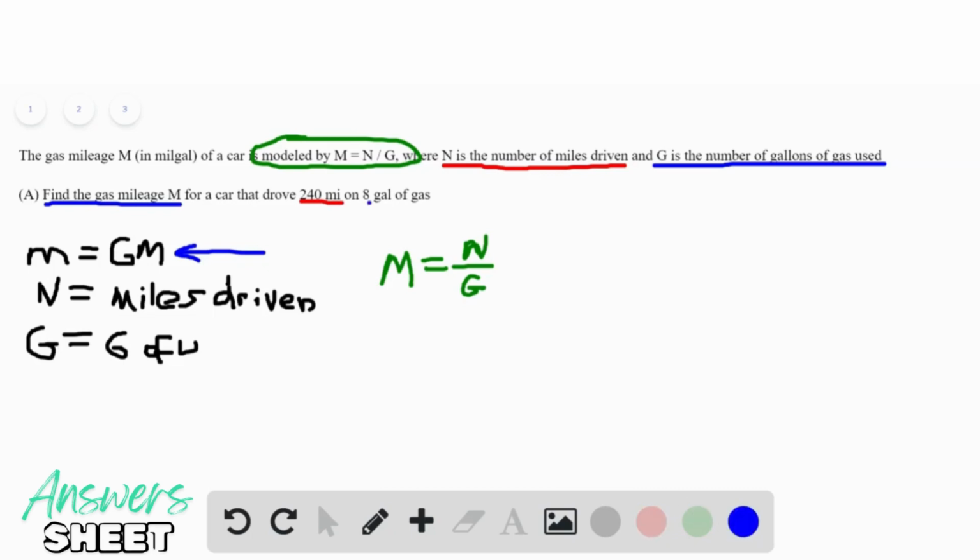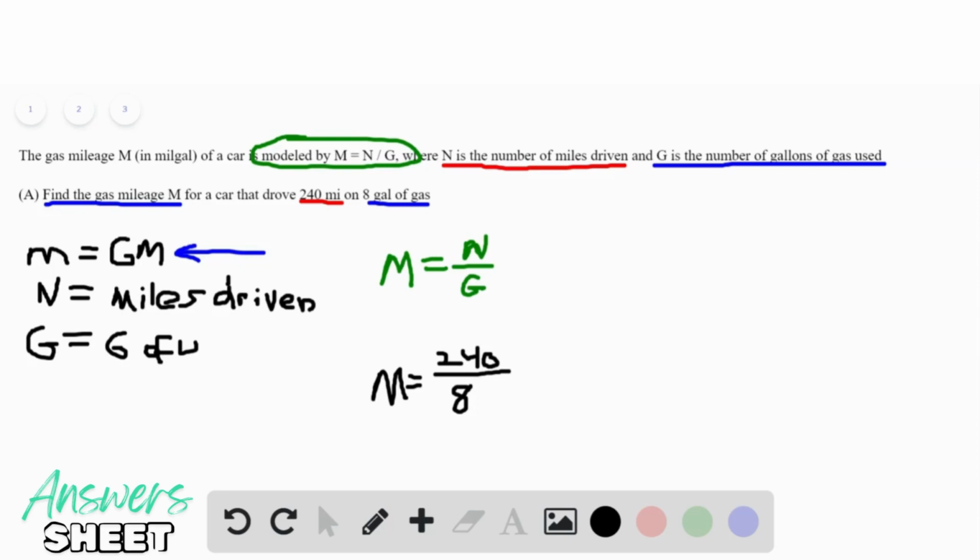So let's substitute our variables for numbers. Our formula should now look like this. So now we should have M equals 240, which is our N, divided by G, which is 8. Now it's a simple division problem. What is 240 divided by 8? Solve that, and you have your answer for gas mileage. Super simple, right? All right, let's go to part B now.